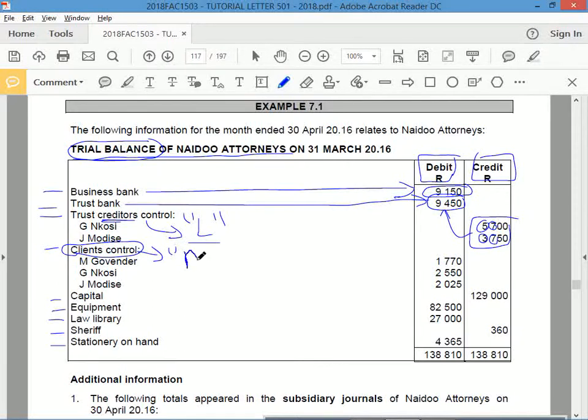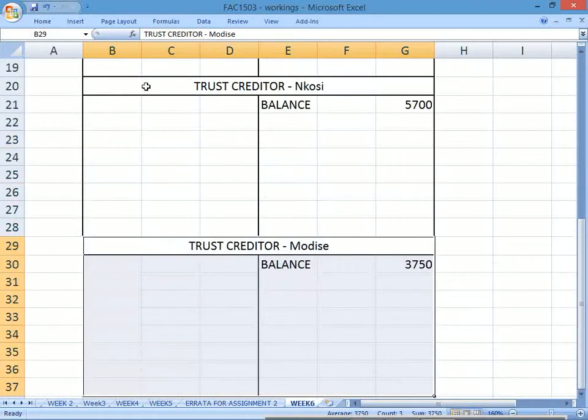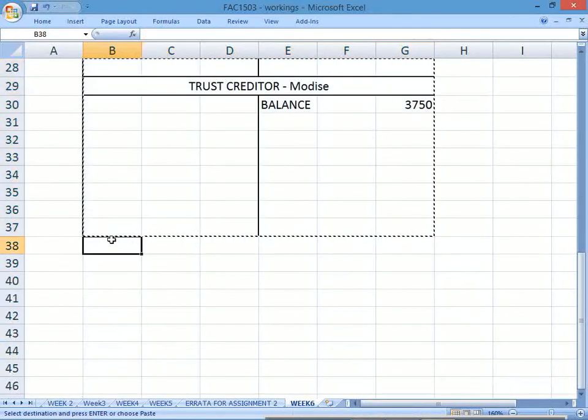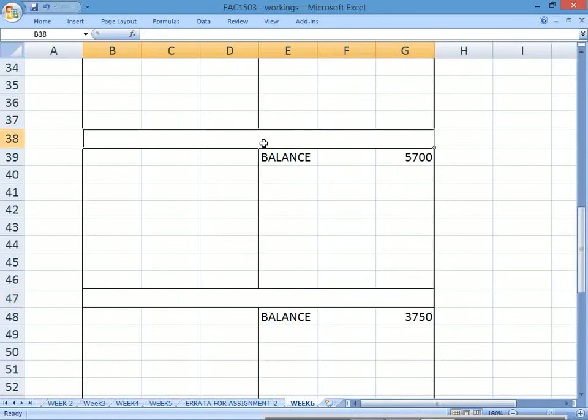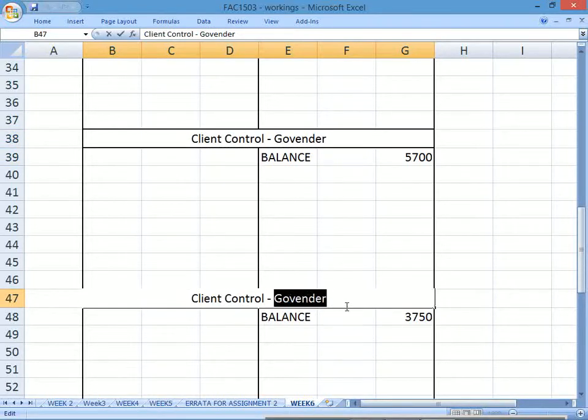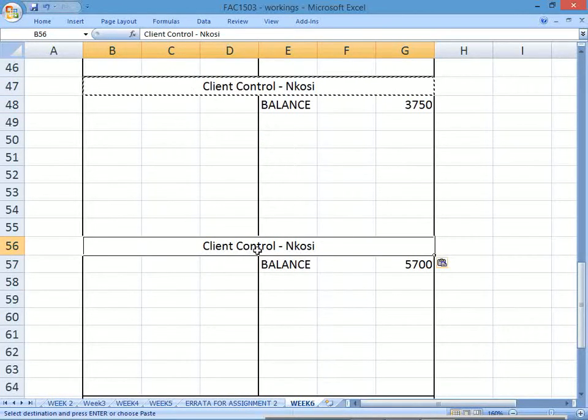Clients control. This you should view as an asset. Think of it like debtors, customers that owe you because you've rendered services. Okay, this would be your fees. Nkosi and Modise again. So you're going to need more of these accounts. Nkosi, Modise, and that's that.